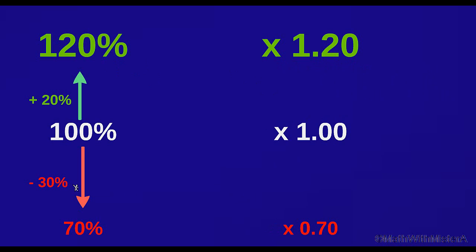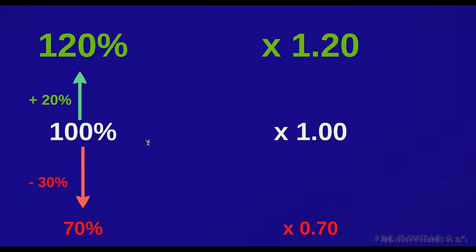Because remember, a 30% decrease when you start at 100% leaves you at 70%. And if a quantity decreased by 30% repeatedly, like the value of your new car decreases by 30% each year, then we could repeatedly multiply by 0.7. Each time we multiply by 0.7, that's a 30% decrease. So repeated multiplication of 0.7 will do a repeated 30% decrease.